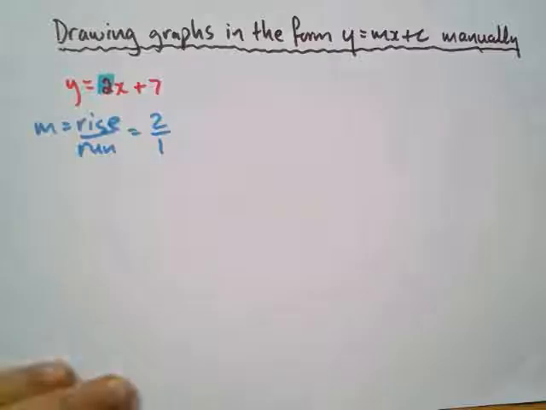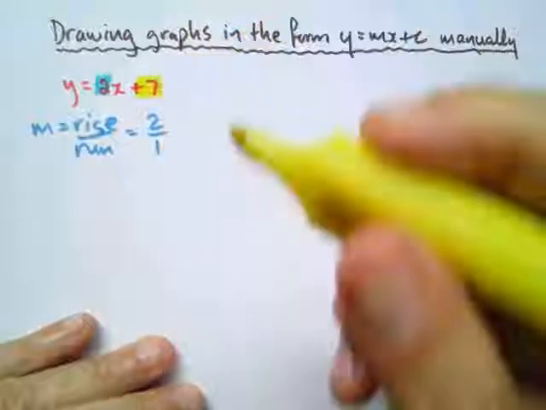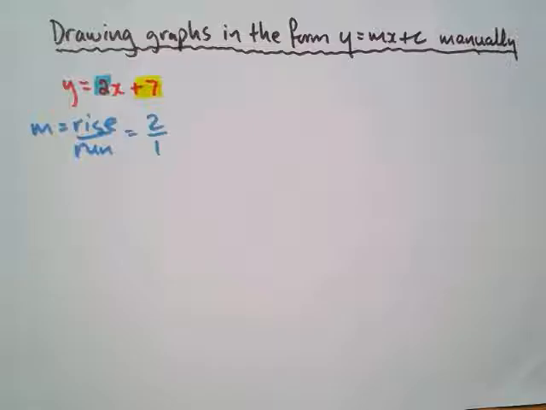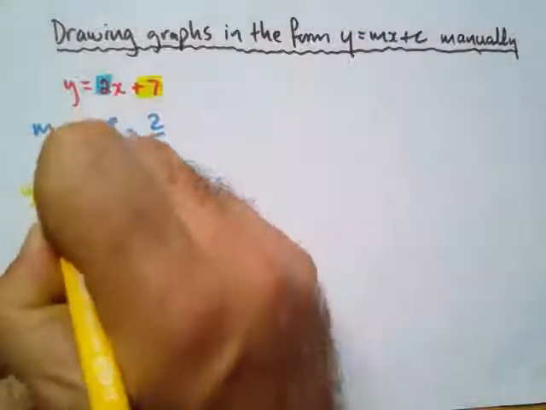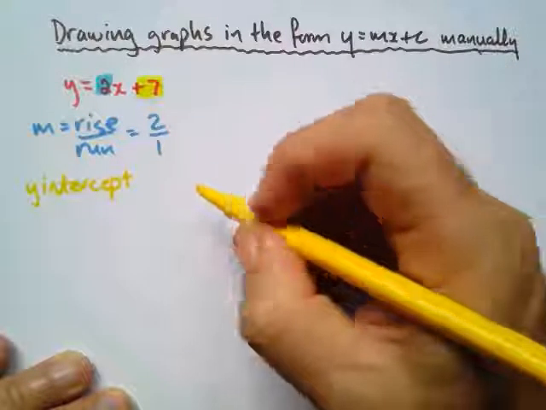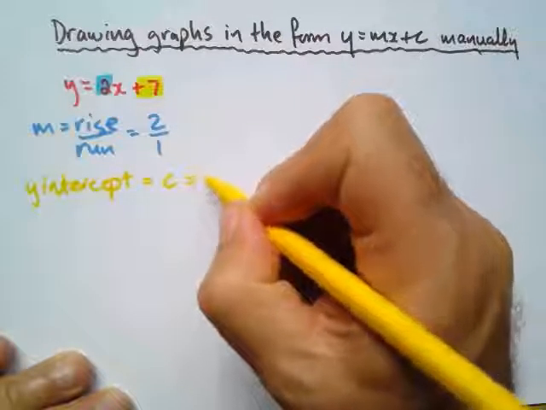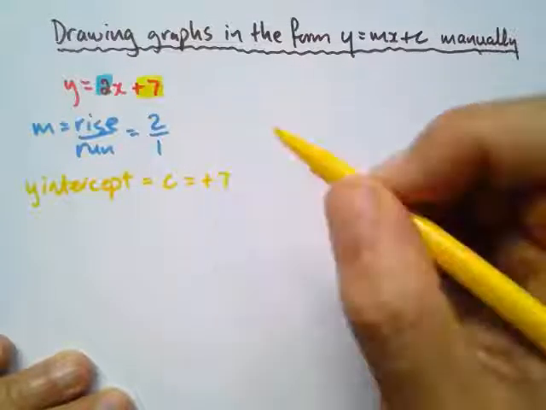What I can also see is that my y-intercept is 7. So my y-intercept is positive 7. Okay, so I'm going to say my y-intercept equals c equals positive 7.